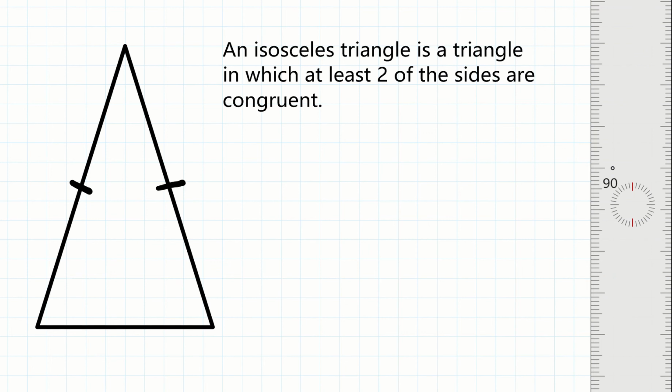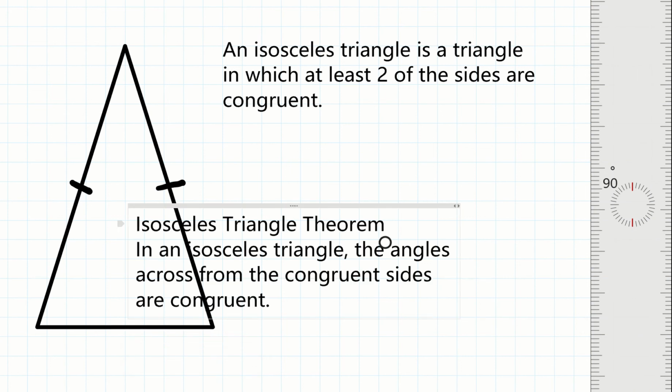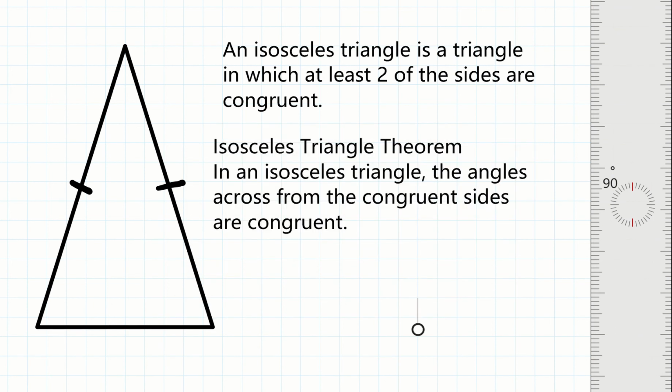And the isosceles triangle theorem states that if you have an isosceles triangle, then the angles across from the congruent sides are congruent. So what this is saying is that if this is isosceles, this angle here, right, which is across from this side, has to be congruent to this angle. These angles must be congruent according to this theorem.